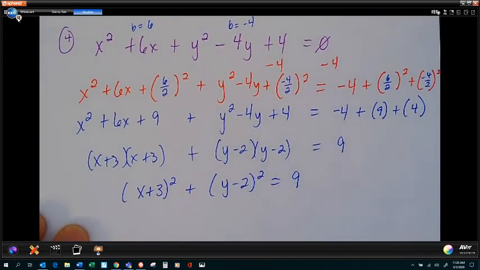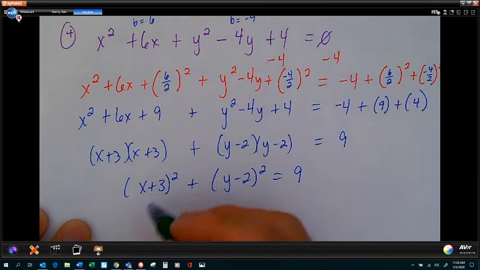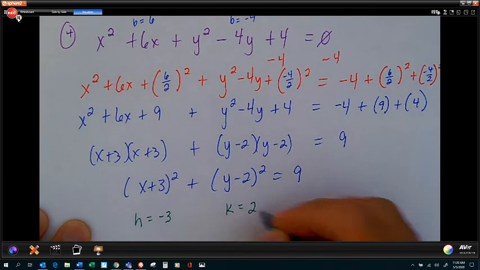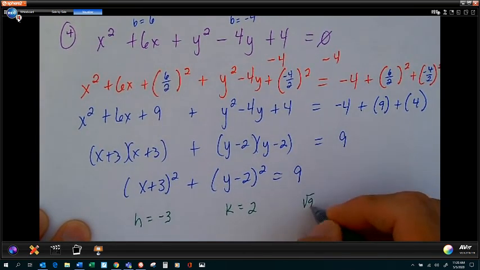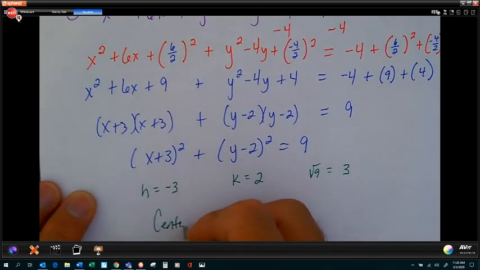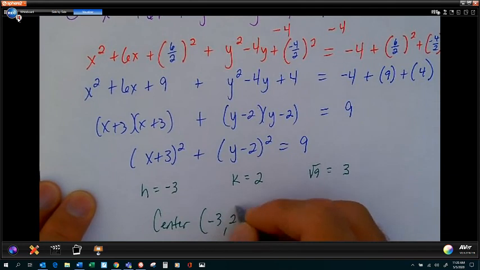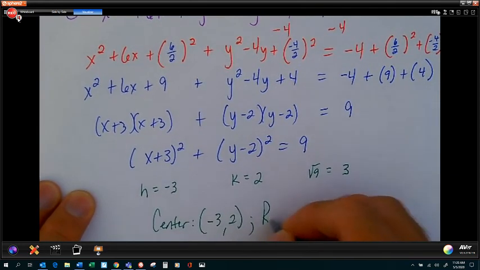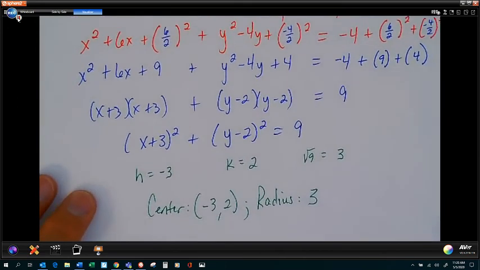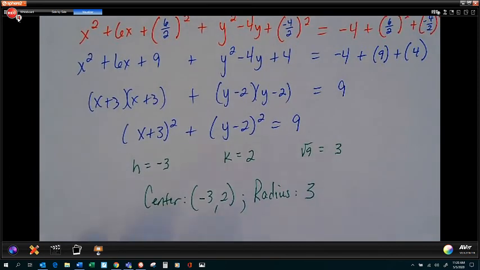So to find all my stuff, remember I take the opposite value of whatever's in here, because it's x minus h, so this is actually a negative 3. And my k, because it's already negative, remember take the opposite value, my k is going to be equal to 2, and then my radius is going to be the square root of 9, which is equal to 3. So now my center is going to be negative 3 comma 2, and my radius is going to be 3. And again, I can hop over to Desmos and check my work and graph this if I need to.